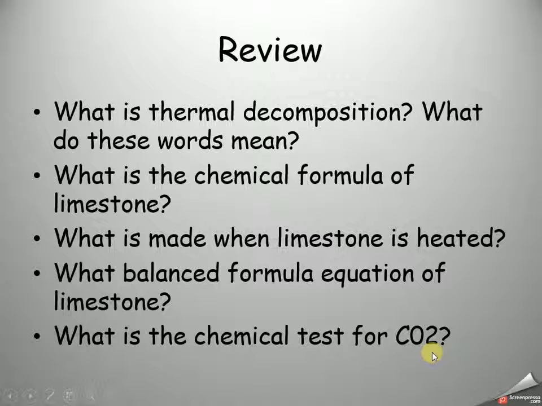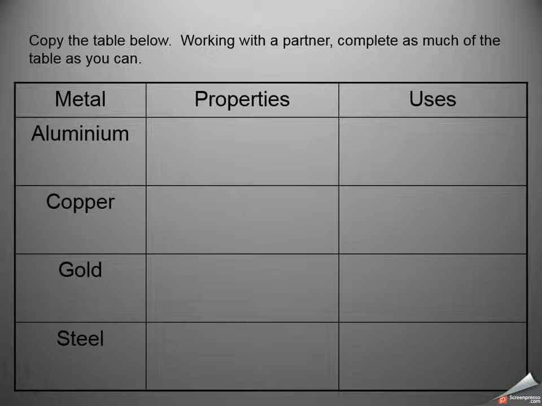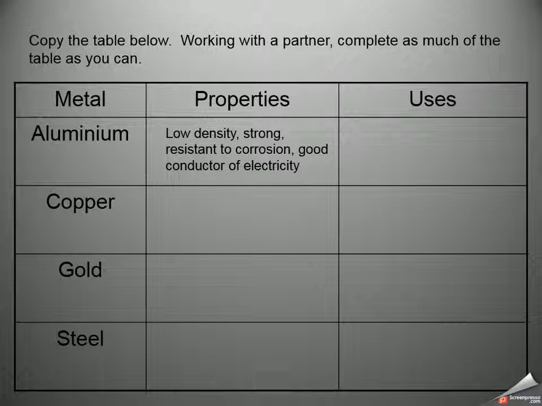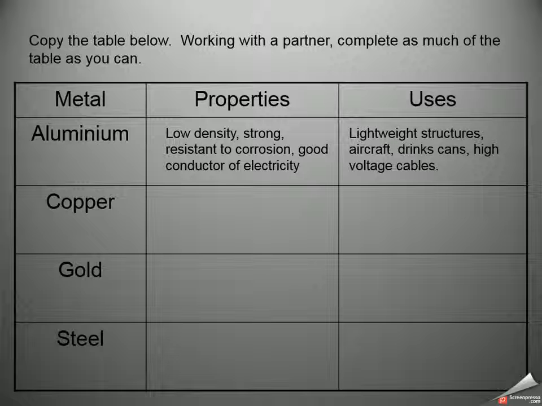Now we're not going to complete this, but these are all the different elements. So aluminium, those are all the properties. Property means what kind of things it is like. So, for example, aluminium is low density, it's strong, and it's resistant to corrosion, which means it doesn't corrode. We're going to talk about that in a second. And it's a good conductor of electricity.